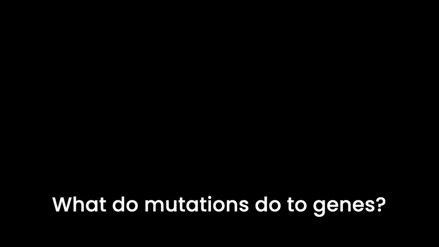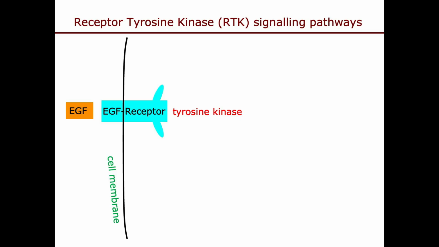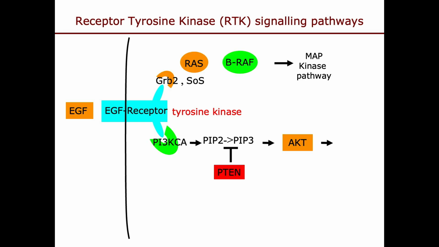I now want to consider what mutations do to genes and the proteins they encode. I've chosen as an example the receptor tyrosine kinases and the pathways that take signals from the receptor tyrosine kinases to the nucleus, with EGF receptor shown here as a particularly good example. It's a transmembrane protein which binds on the outside of the cell protein ligands like EGF, and on the inside of the cell in the cytoplasm it phosphorylates itself, and the phosphorylated residues bind to other signaling proteins which link into signaling pathways.